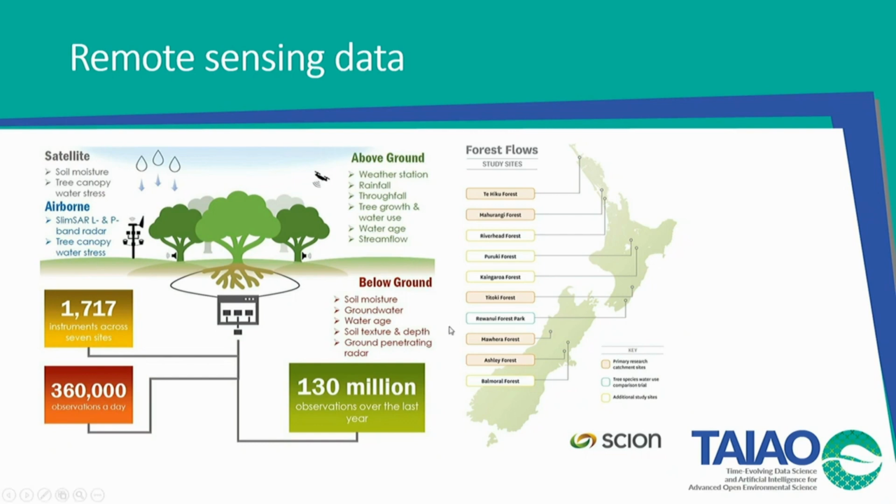There is data from satellites, some LiDAR, tree canopy, water stress, and then some above ground sensors, like sensors from a weather station, rainfall, throughfall, tree growth, water usage, and so on. Also some below ground, which is soil data, using soil moisture, groundwater, and so on. In total, there are a lot of observations in this data set, and it spans several different sites. They call each forest a site. They have this very large data set, and they try to understand how water is being used.